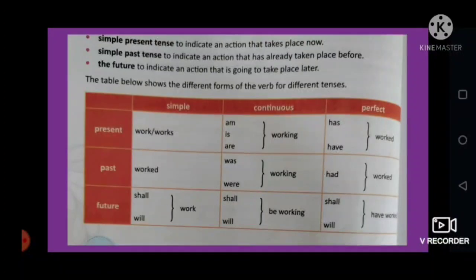In simple past, the past form of verb is used. In past continuous tense, was, were along with the ing form of verb is used, and in past perfect tense, had along with the third form of verb is used. In future simple, shall and will are used along with the base form of the verb. In future continuous tense, shall, will along with be and the ing form of verb are used, and in future perfect tense we use shall and will along with have and the third form of verb.